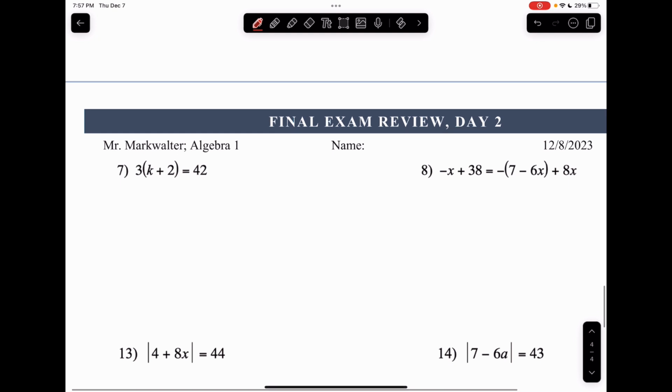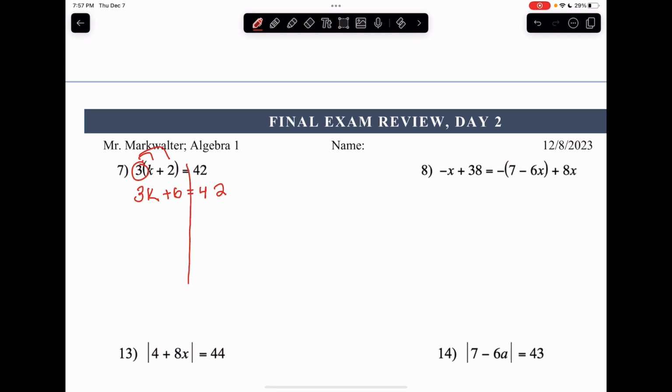Moving on to number 7, I need to use the distributive property, which means I need to double rainbow. I need to multiply the 3 to the k and the 2. 3 times k is 3k. And 3 times 2 is 6, which equals 42. The first thing I'm going to do is subtract 6, which will get me 36. And then I'm going to divide by 3, and I will get that k is equal to 12.